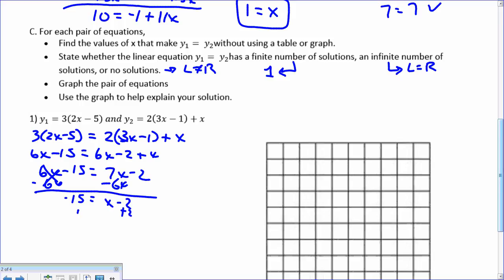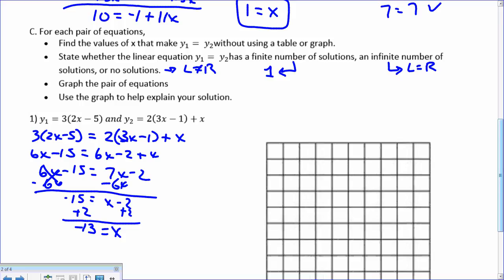And then if I add 2 to negative 15, what do I get? I'm going closer to 0. Negative 13. So basically that means negative 13 would be the x value where both solutions are true. So since I got x equals negative 13, there should hopefully be a finite number of solutions. So we're going to graph these two equations.